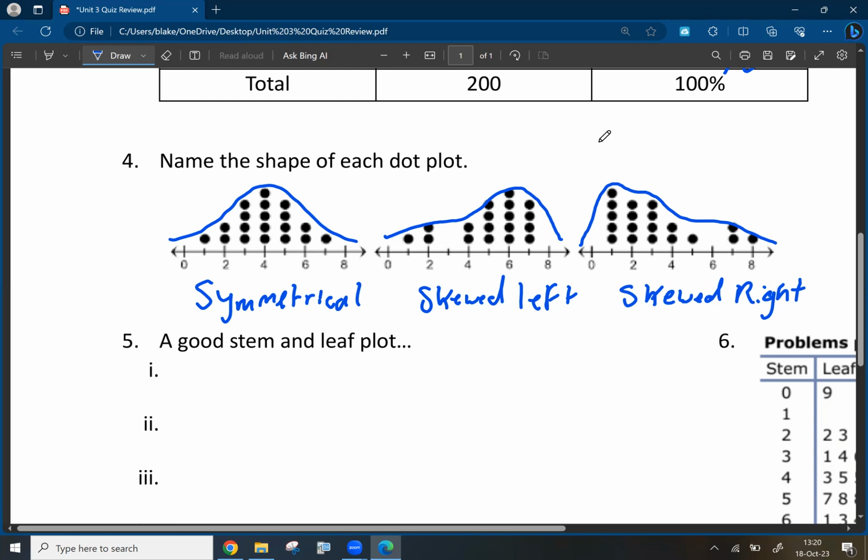All right. So just remember the shape. Remember that the side it tails off to is the skewed side. So this tails to the left, skewed left. This one tails to the right, skewed right.